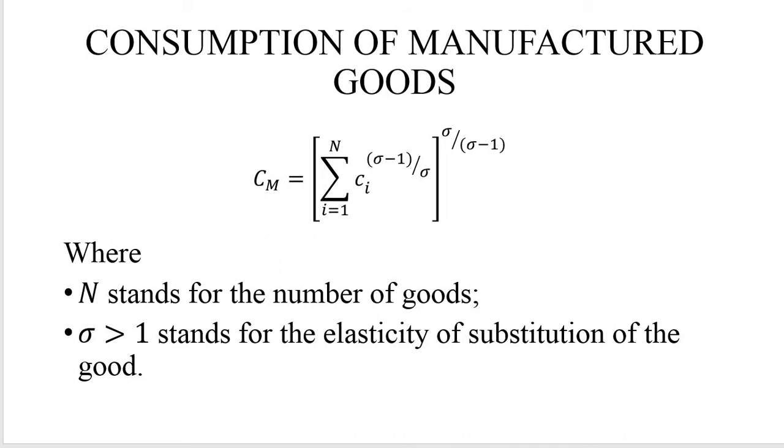So CM denotes the total consumption of manufactured goods. So in this formula, N stands for the total number of goods consumed, and sigma, which always yields the value above 1, stands for the elasticity of substitution of the good. Basically it can be described as elasticity of demand the individual firm i faces.